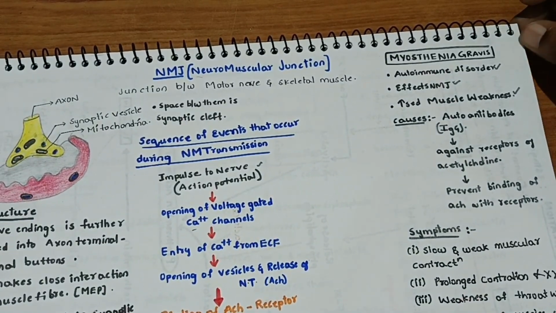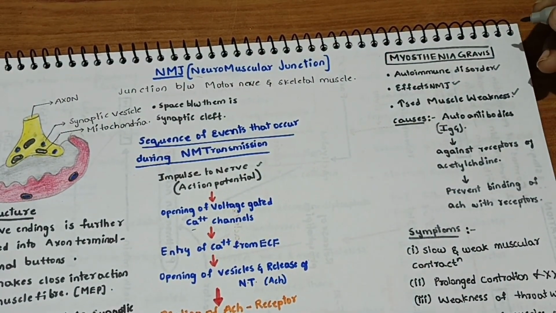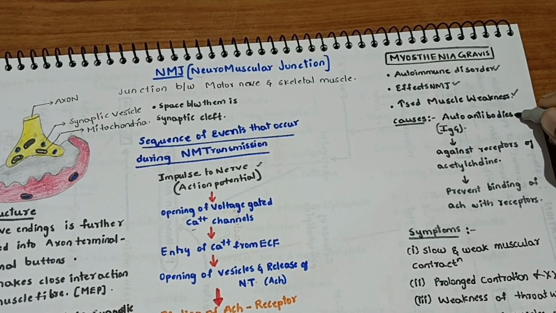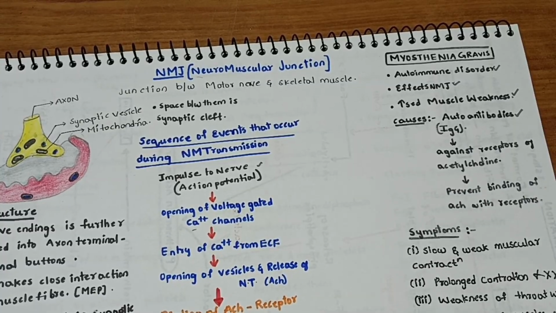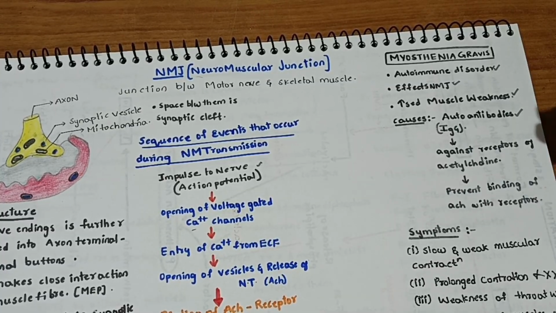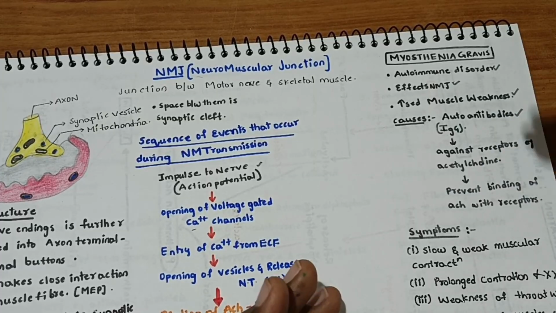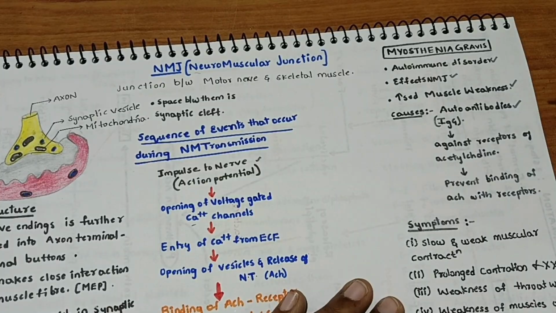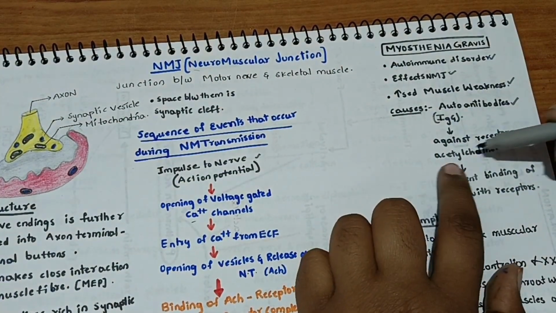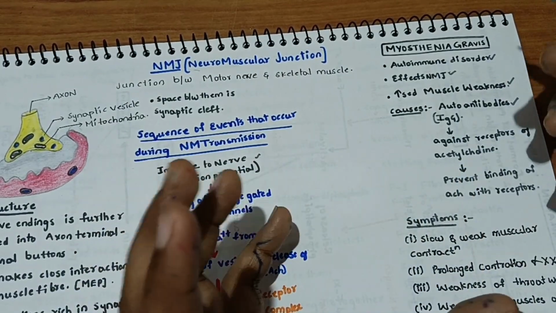What are the causes that lead to myasthenia gravis? There are autoimmune antibodies. Normally antibodies are released in response to an antigen, but here the antibodies are released in order to damage the body's own cells. These autoantibodies are IgG, acting against the receptor of acetylcholine.